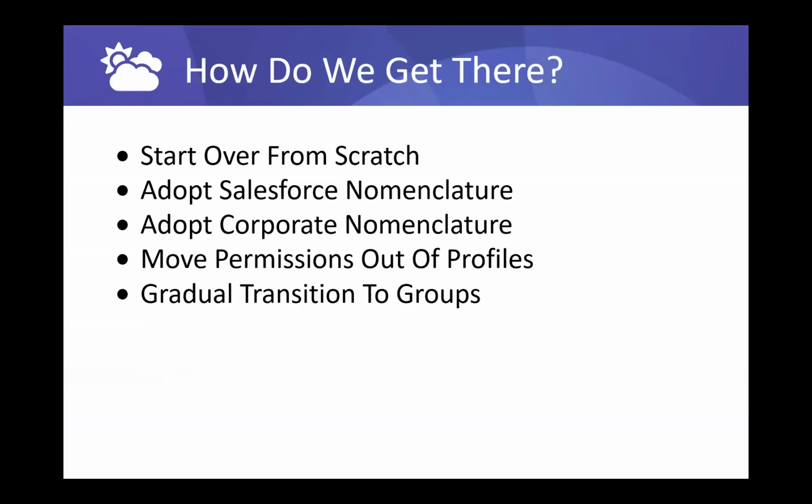So that clarity picture we had, how do we get there? Well, one thing you could do is start over from scratch. Now that might be impossible. I worked with a customer that had an org that was 12 years old, and they had 1,000 users, and they had 642 profiles. And it was just insanity. But they are also a very large organization, so they couldn't really throw everything out and then start over, right?